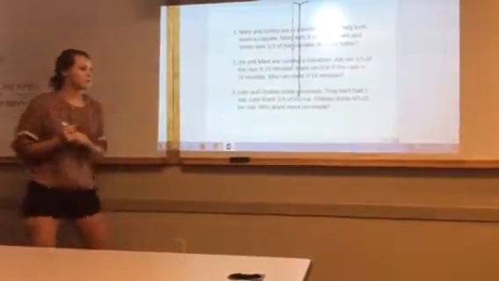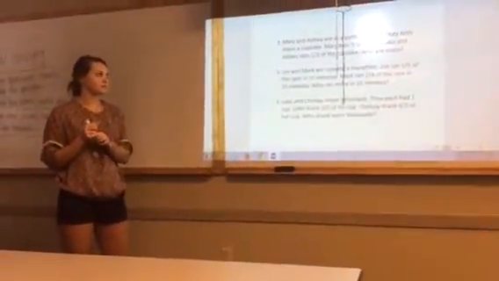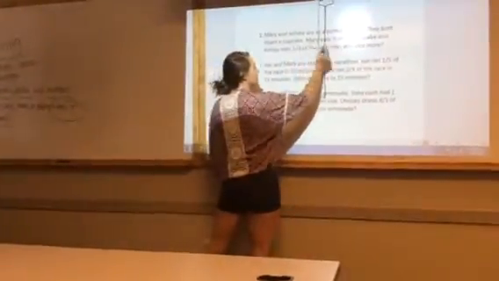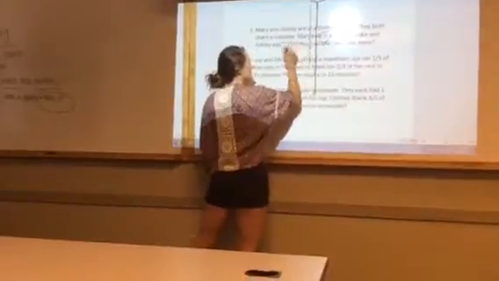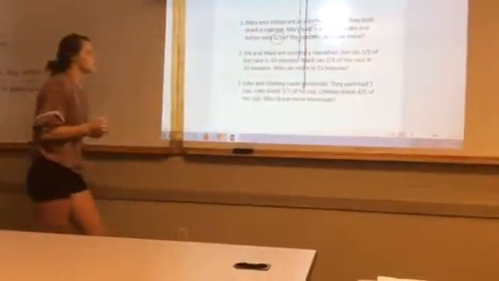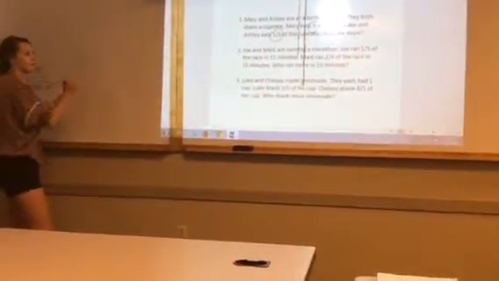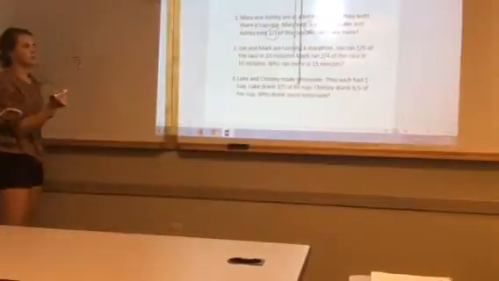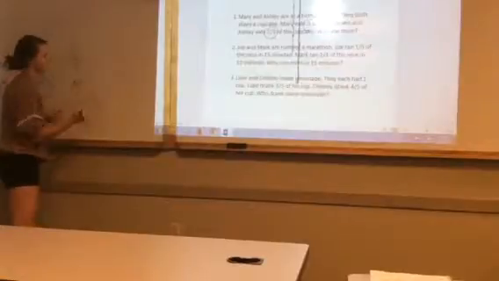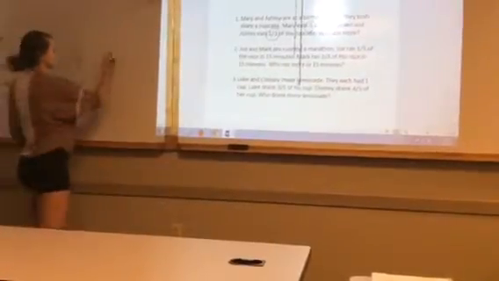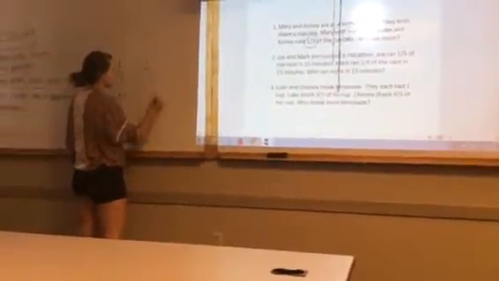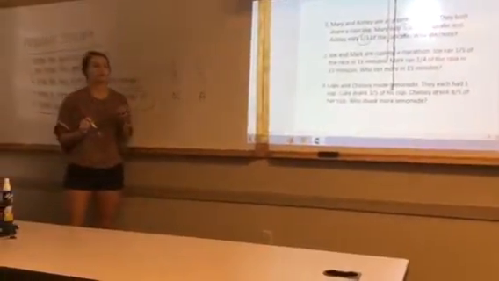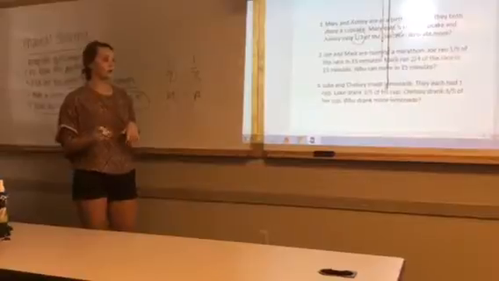So who can tell me the first step to solve this? We're going to pick out the numbers. So Mary eats 1/2 and Ashley eats 1/3. So now we're going to write this out, okay? So we have 1/2, which is who? Mary. Ashley eats 1/3. Does this look familiar?